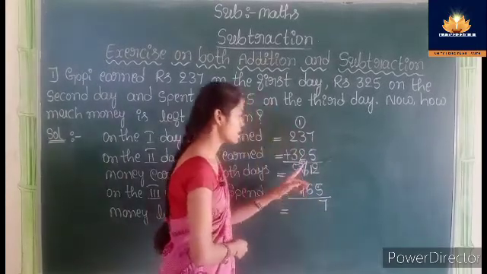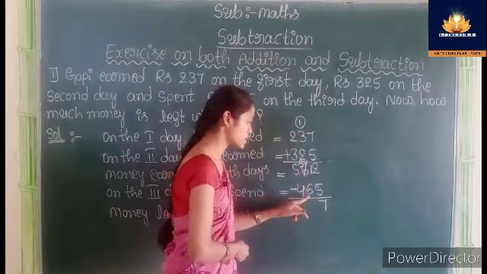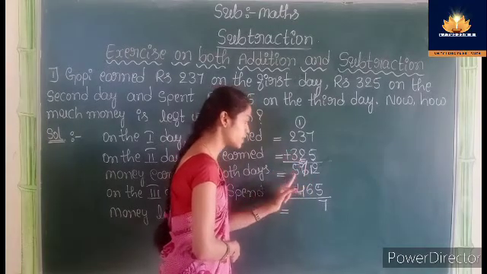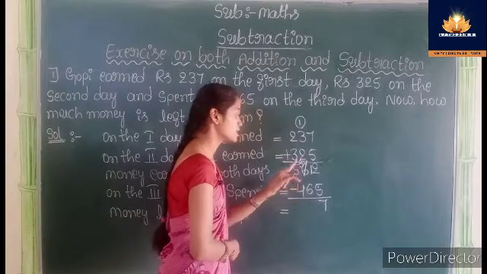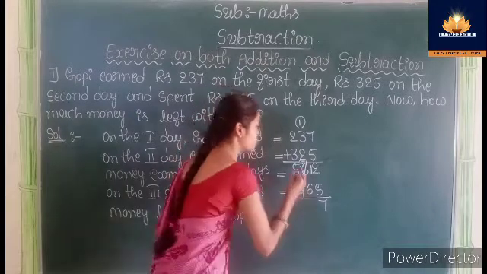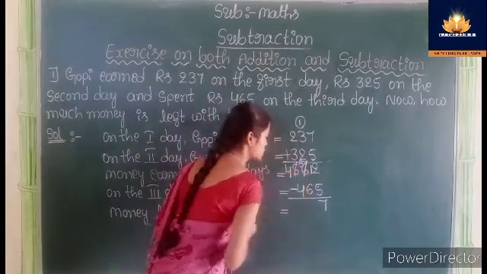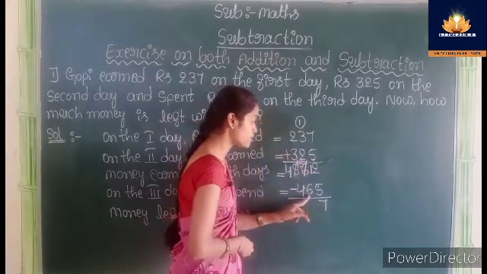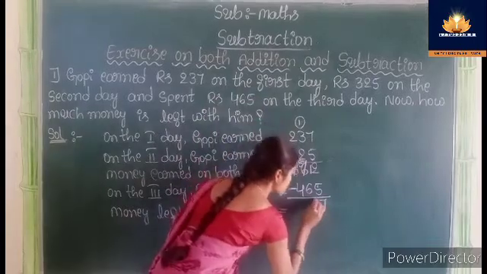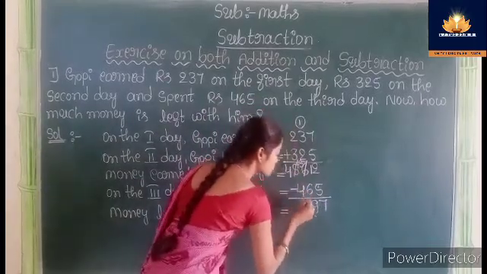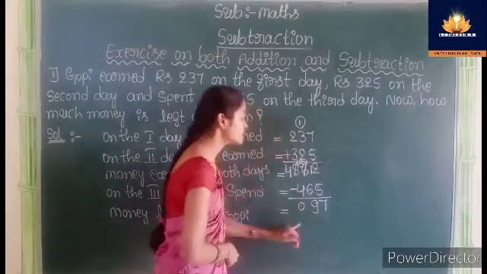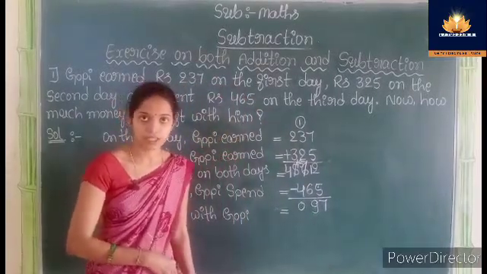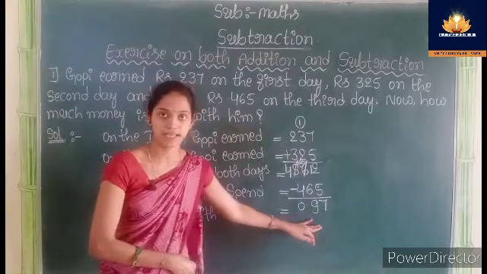In tens place now we have 5. We cannot subtract 6 from this 5. That's why we have to borrow 100 from this 500, and in this hundreds column now we are left with 400. This 5 tens becomes 15 tens. 15 minus 6, that is 9. 4 minus 4, 0. We get 97. The amount which is left with Gopi, that is 97.